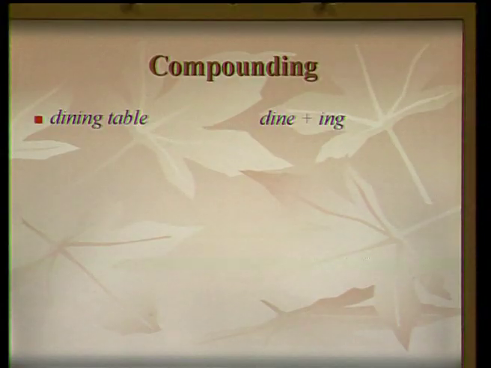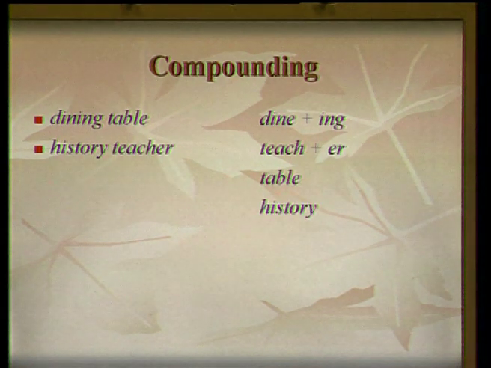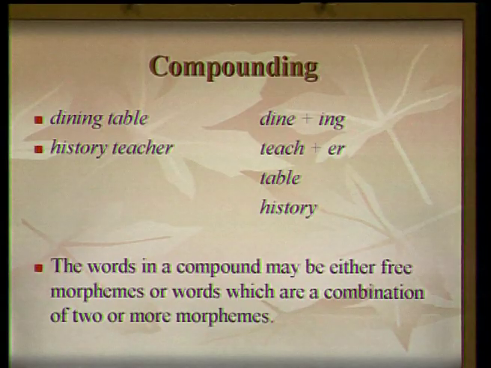Let us look at these examples again. You notice that dining is composed of dine and ing. Teacher is composed of teach and er. Despite this, we call dining a word and teacher a word. Table, history are all words. A compound consists of words. These words may be free morphemes or they may be a combination of a free morpheme and a bound morpheme.